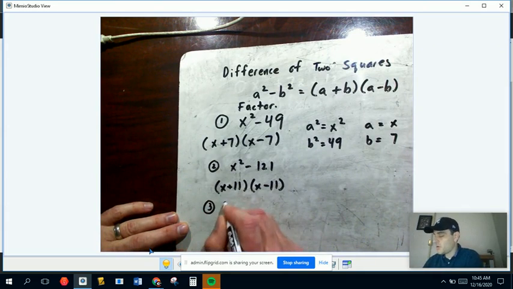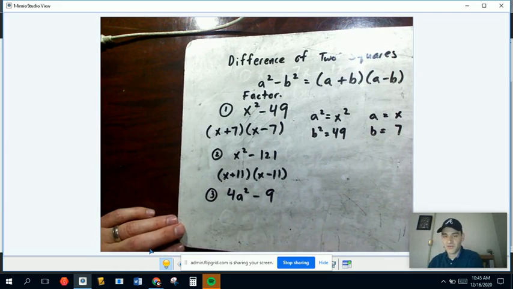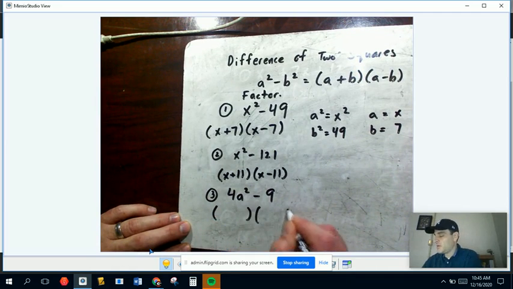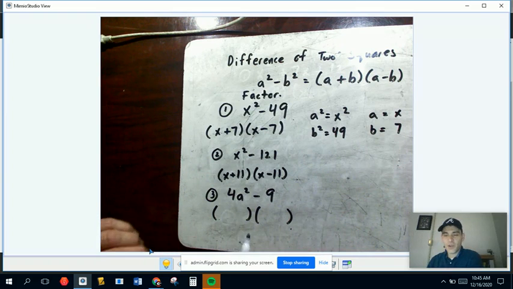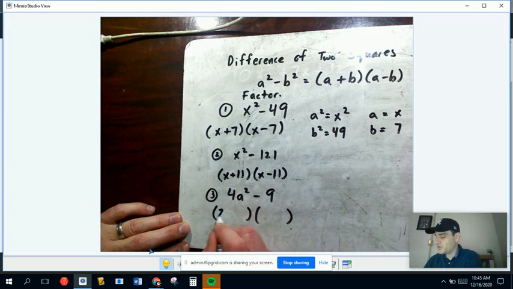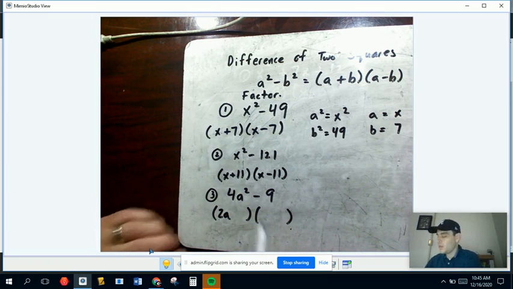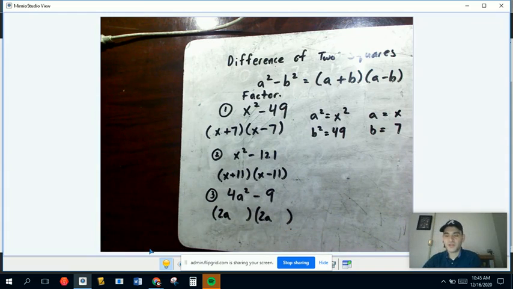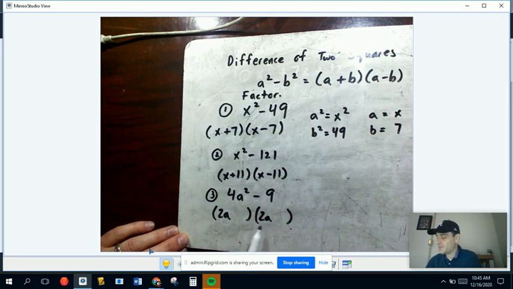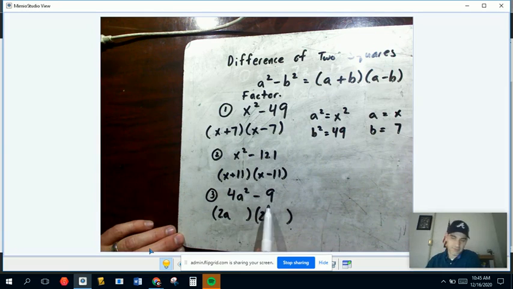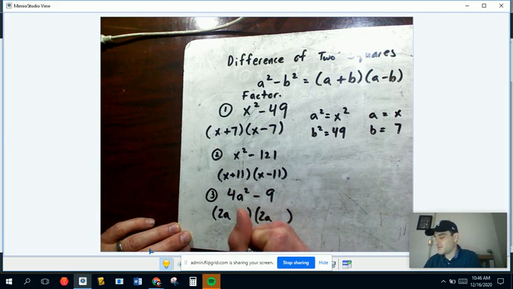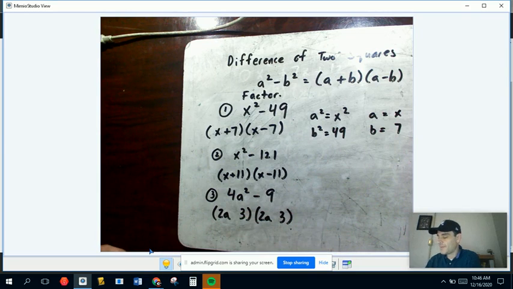Okay, making this one a little harder. What about 4a squared minus 9? We'll just throw a different letter in there. The a means nothing. It's just a different variable. Slightly harder. Now, what times itself makes 4a squared? Well, that would be 2a. Excuse me, I got ahead of myself a little bit. 2 times 2 is 4, and a times a is a squared, so 2a times 2a is 4a squared. Now, what times itself makes 9? That would be 3. Okay. And again, fill your gaps with a plus and a minus.